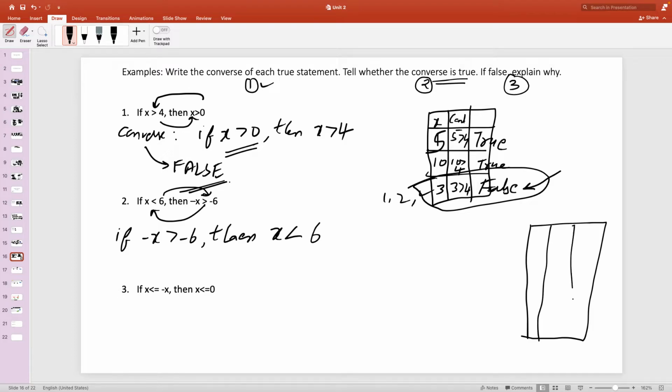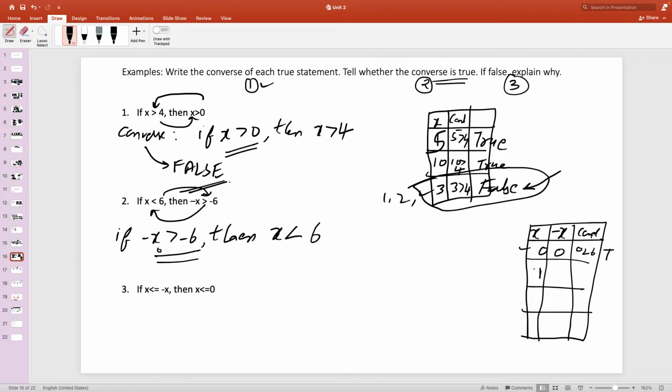So for simplicity's sake, I'm going to write x, and minus x as well, and then the condition. So what is it? Minus x has to be greater than minus 6. Let's pick x equal to 0 as an example. So minus x is also 0, right? So 0 is greater than minus 6, which is true. So the if condition is satisfied. Now we have to see if the then condition is satisfied. Then 0 has to be less than 6, which is true. So this is satisfied.